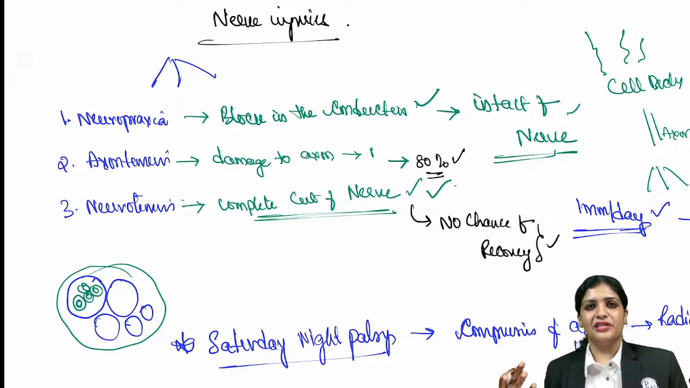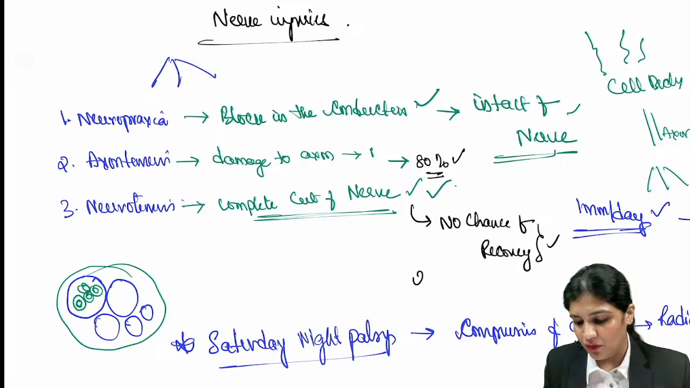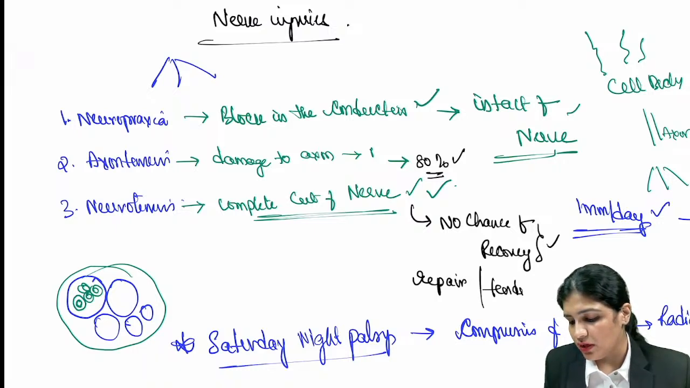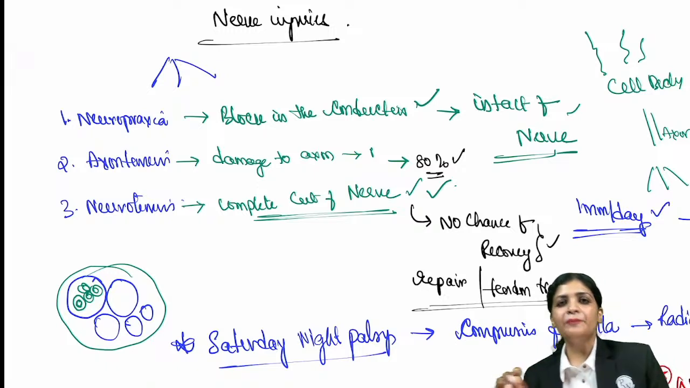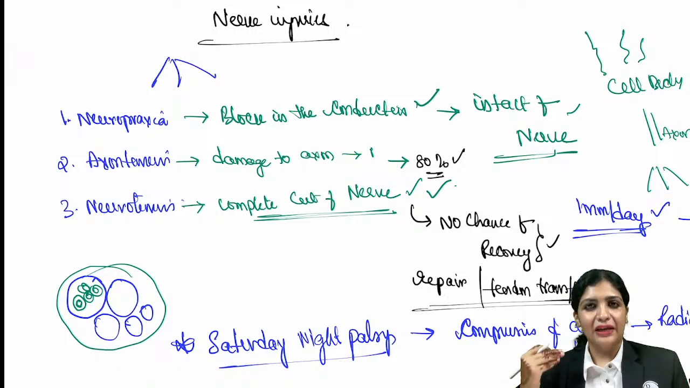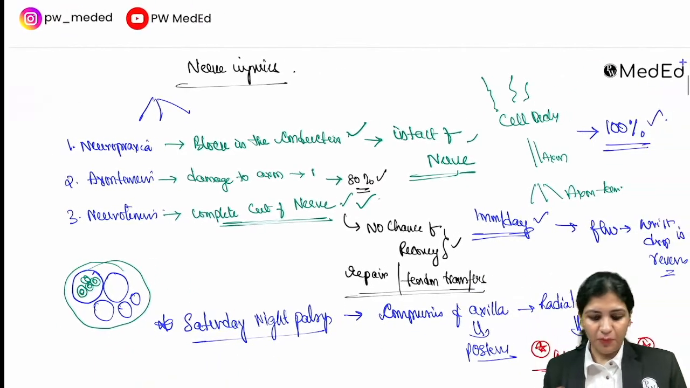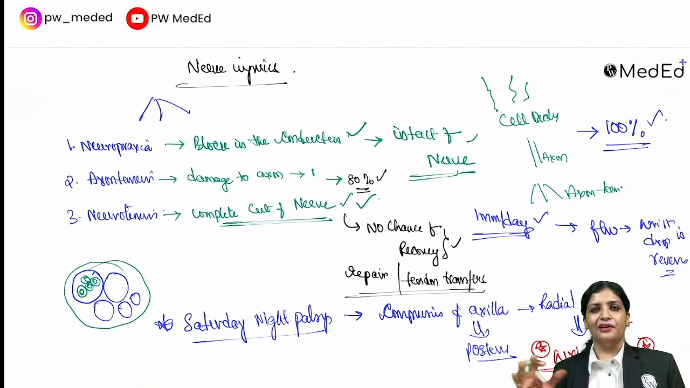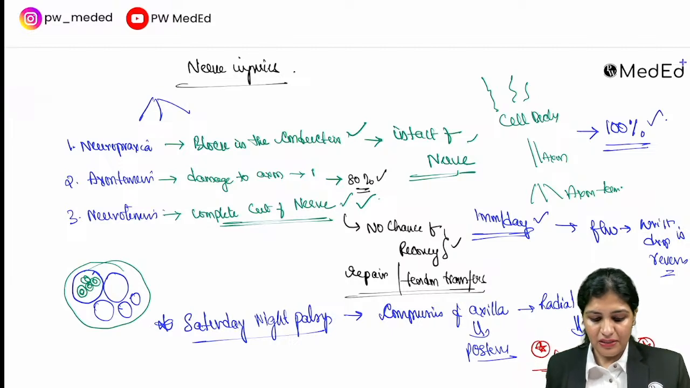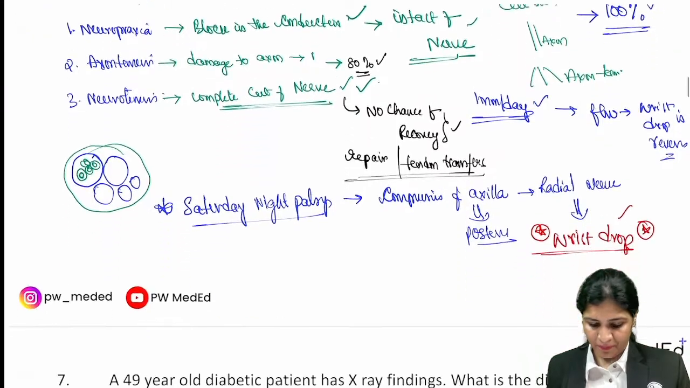So whenever the nerve is damaged, you go for repair of that nerve, or ultimately you go for what is called tendon transfers. But if you see axonotmesis, the recovery will never be 100%, whereas for neuropraxia you can claim 100% recovery. So this is one of the important topics, and these are a few important nerve injuries which you can expect in your exam, right? So this is about the nerve injuries.